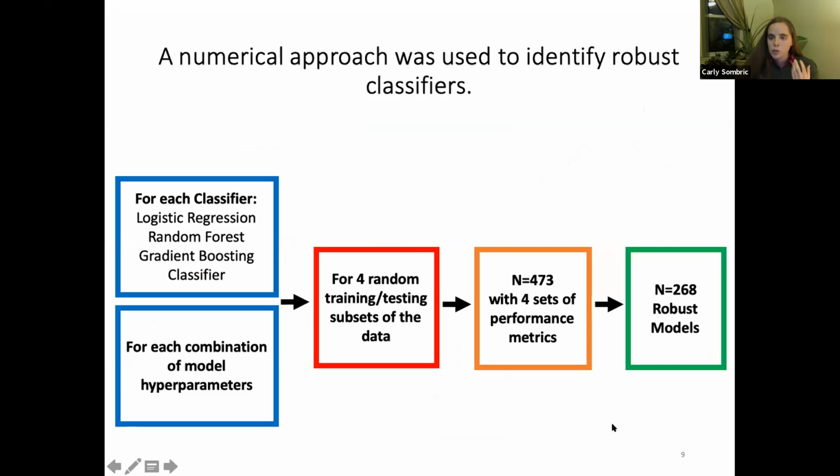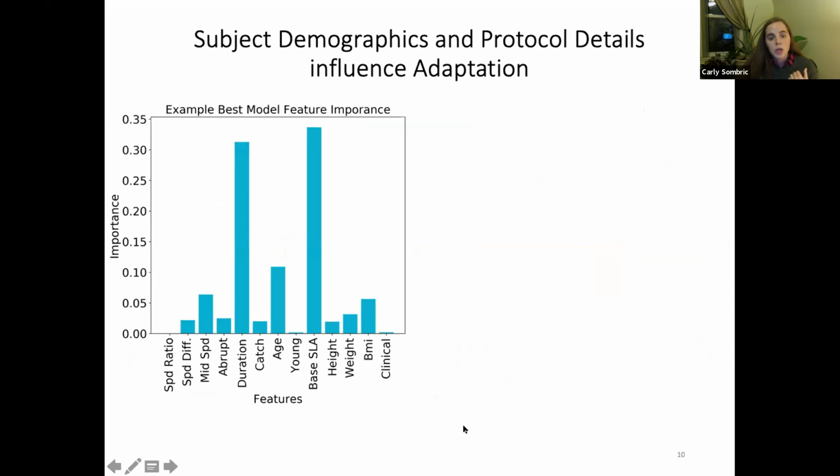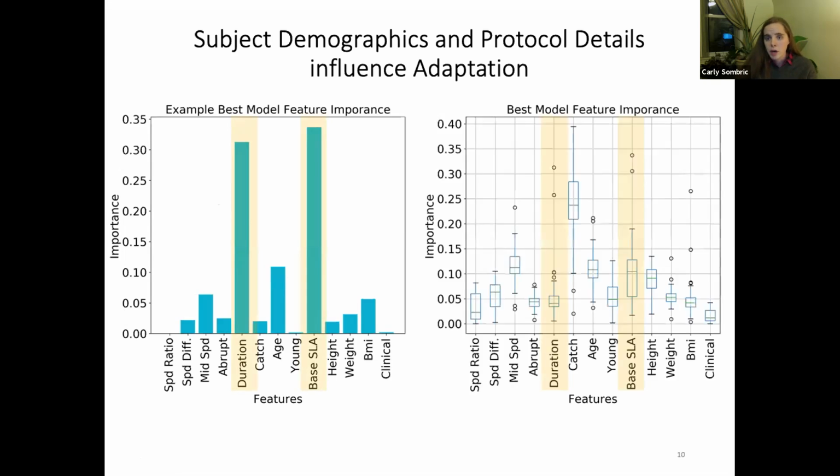But now that I've identified these models that are performing well, what am I going to do with that? Well, I want to understand how they're performing well. How are they able to classify the protocols? This is an example of how we can look at the importance of a single classifier. So this is one classifier. Along the x-axis are all the features, or all the predictors, in my model. And along the y-axis is a measure of how important that feature was for the performance of that model. You can see here that the duration and the baseline step length asymmetry are both very important features for this particular model.